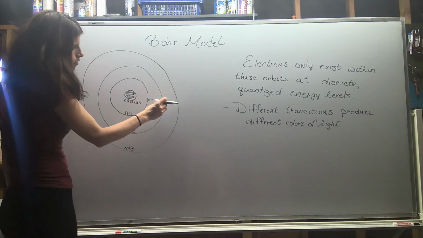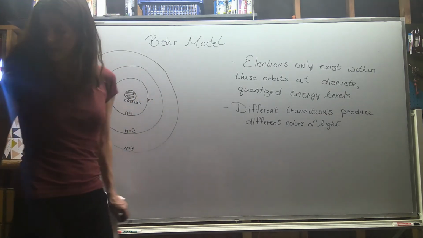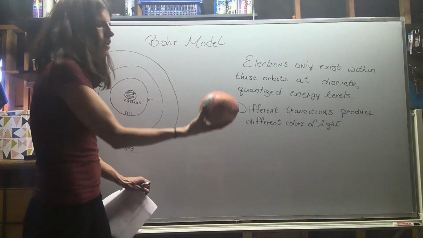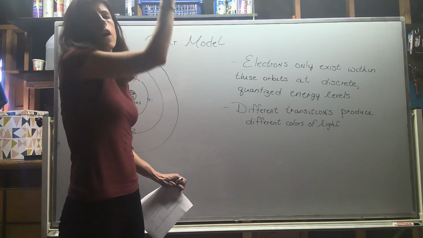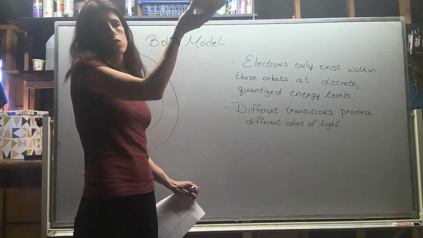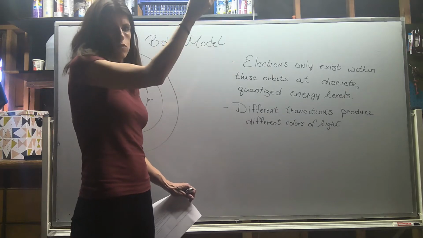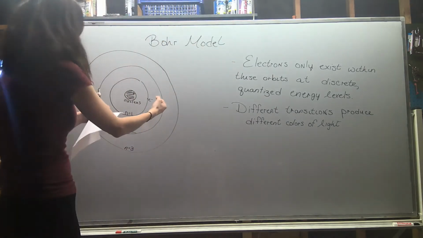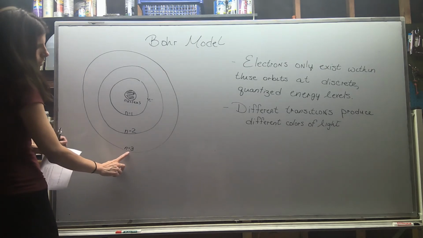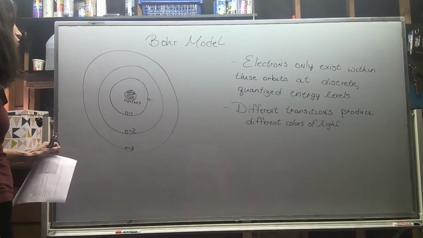So as you move them farther and farther away, it's like lifting something higher and higher off the floor. The higher I lift this ball, the more potential energy is going to be associated with it because gravity wants to pull it in. And so we have that force wanting to pull that electron in. So for this one, n equals 3 has the highest energy.